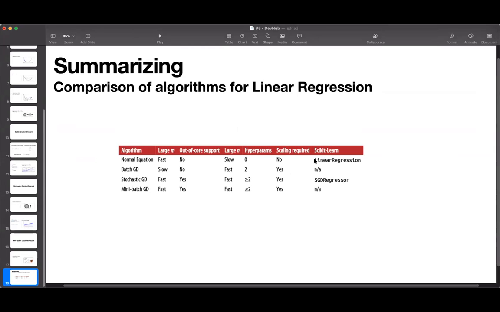For the batch gradient descent, it takes in the whole data set at every iteration. And for that reason, it goes very slow. But on very large training sets, basically if the number of features is very large, then batch gradient descent is much faster than the normal equation. And here scaling is required. I mean, in every kind of gradient descent scaling is required, which I showed you earlier. So for batch gradient descent, scikit-learn doesn't provide support. You have to do it naively.